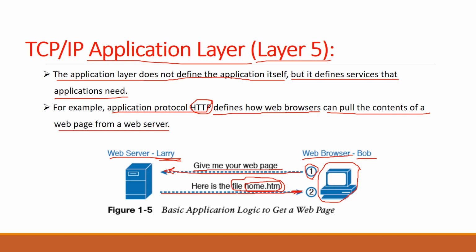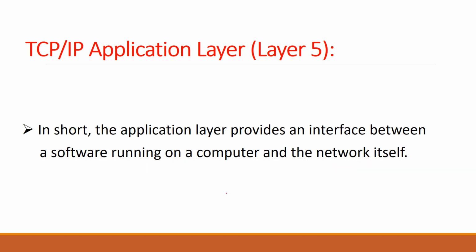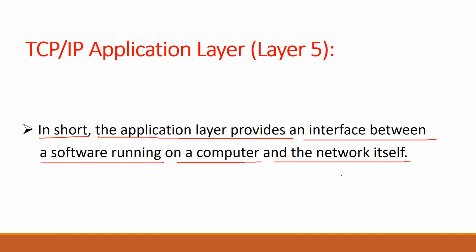This is how browsing a website works. The browser sends a request, a GET, to get the website, and the server responds with a reply and the data of the web server. So in short, the application layer provides an interface between software running on a computer and the network itself. As we saw, the web browser is software which runs on a computer, and the application layer works as the interface between this web browser and the network itself.